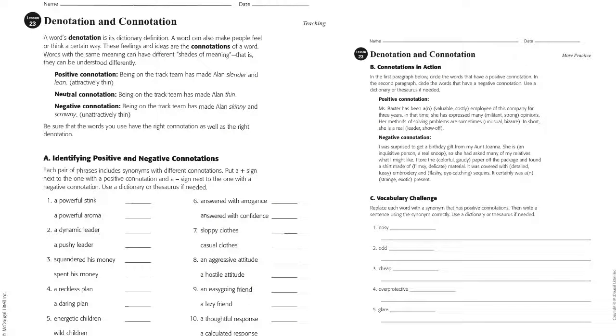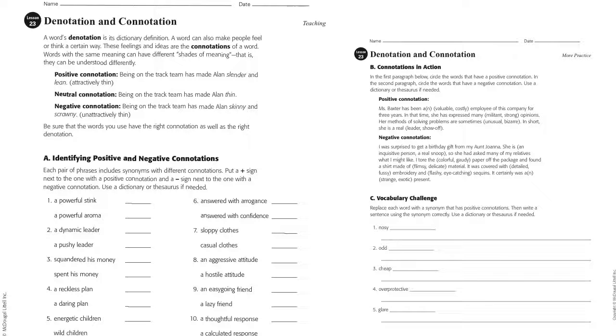Now flip your paper over, and your paper should look very similar to mine. In this lesson, they give you a review of denotation and connotation, as well as a reminder of what positive connotation is and negative connotation. But they throw in a third concept, neutral connotation. You really don't see a whole lot of neutral connotation, especially in literary texts.